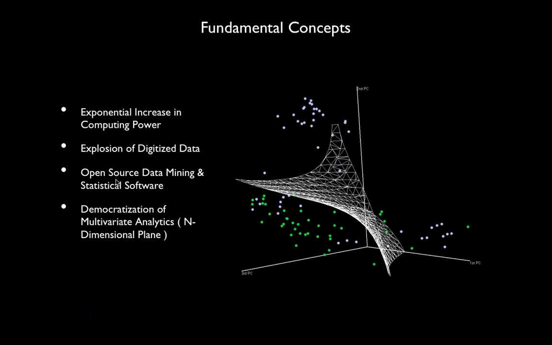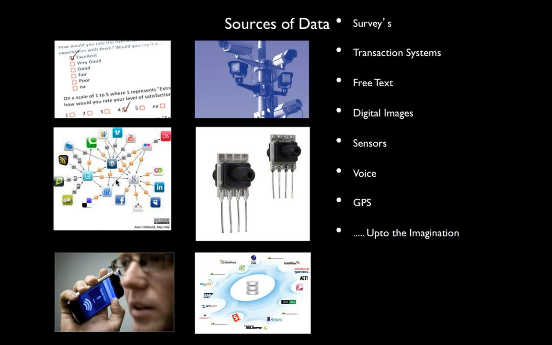Demand, and a variety of ways. So some of the sources of data. The old way, which was surveys, that's still there. Then we move to transaction systems: credit card data, telephone data, telecom data. These are all transaction data, bank data.